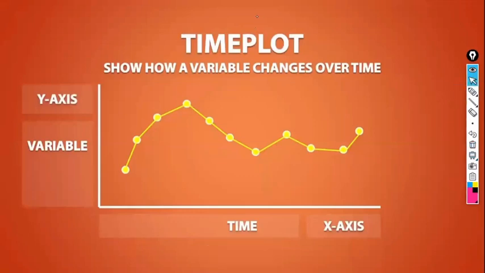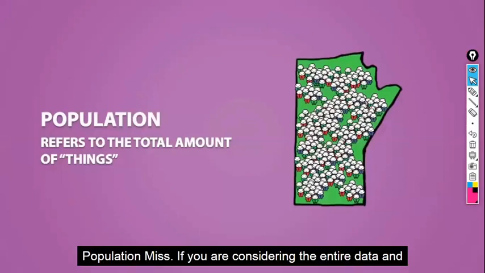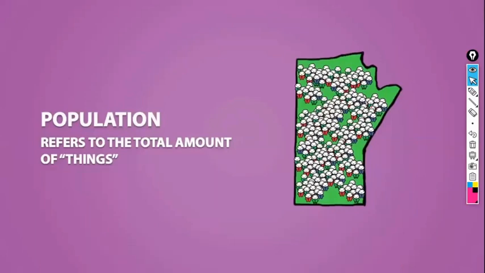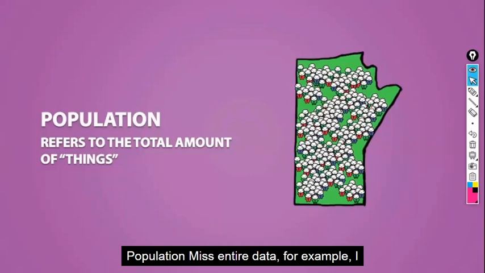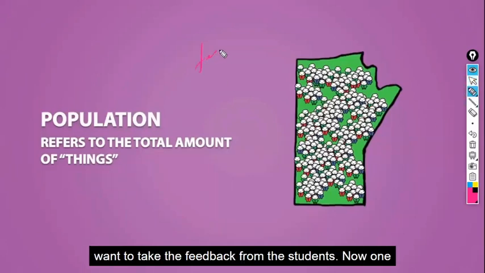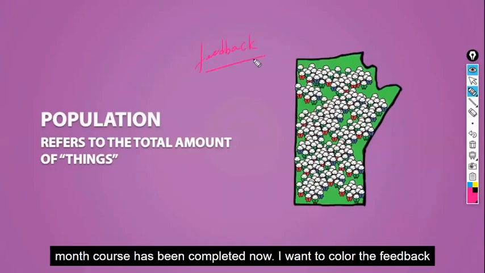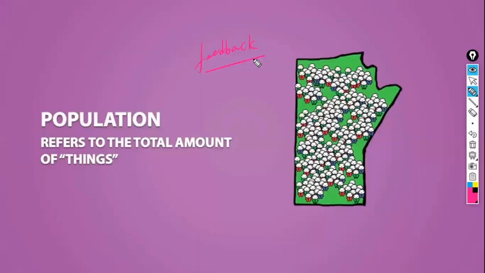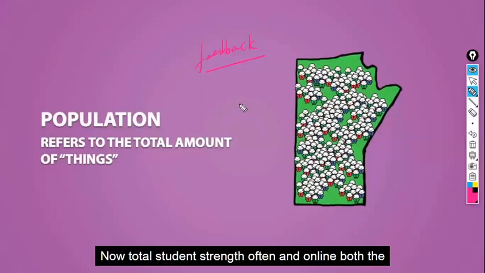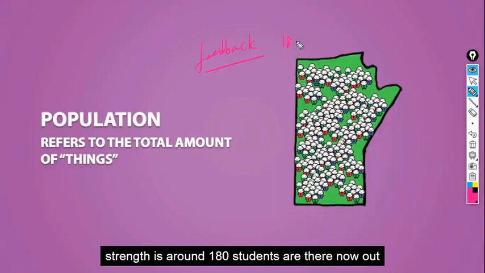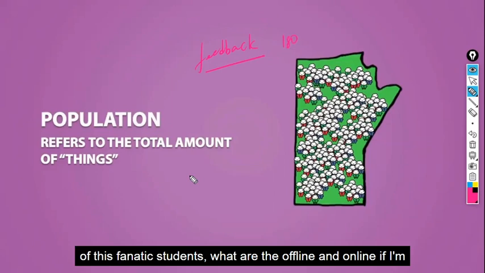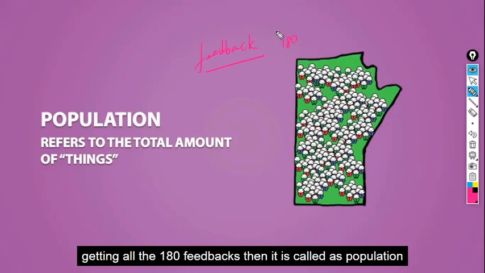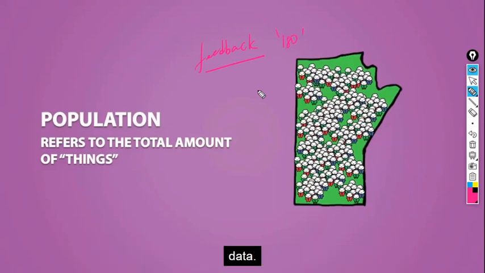Okay, now, next one is population. Means if you are considering the entire data and you are working, it is called population analysis. Population means entire data. For example, I want to take the feedback from the students. Till now, 1 month of the course has been completed. Now I want to collect the feedback in your batch. Total student strength, offline and online both, is around 180 students. Out of these 180 students, if I'm getting all the 180 feedbacks, then it is called population data.